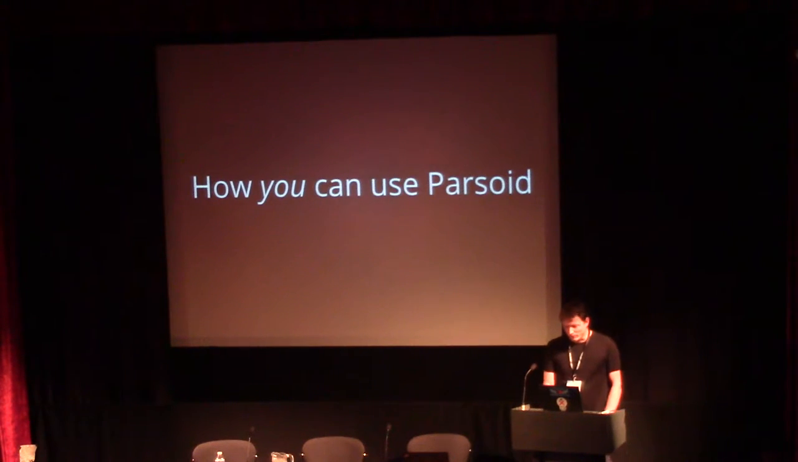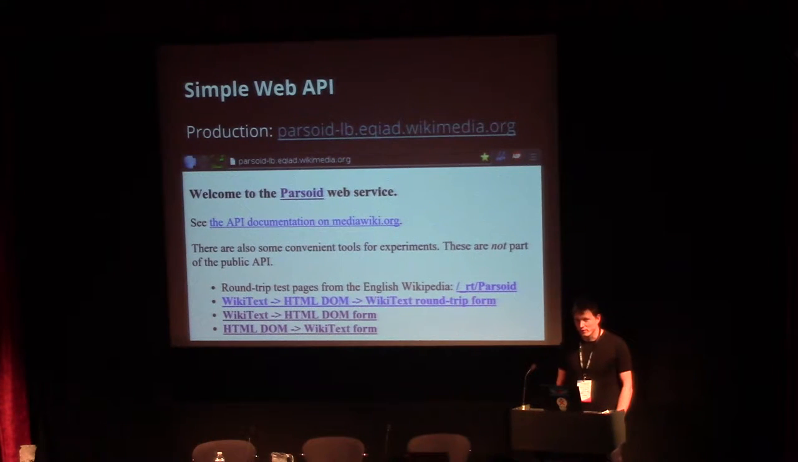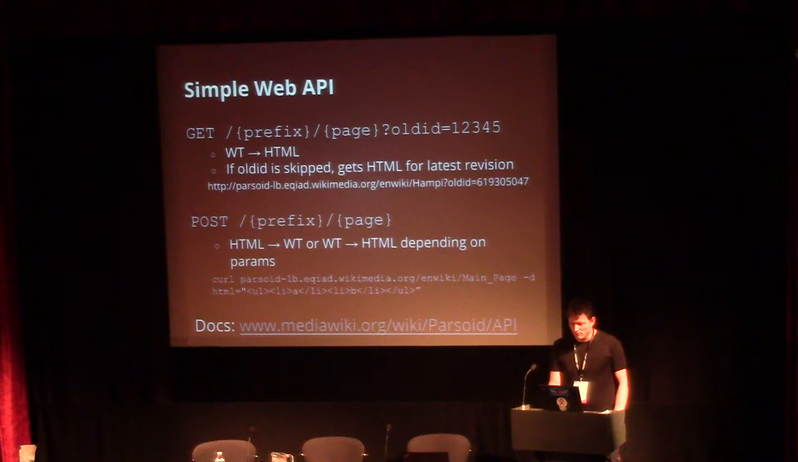So the easiest way to use Parsoid is to use the web API. We provide one. This is actually the production instance that is powering Visual Editor and other applications. You can just use it. It has a very simple interface. You just do a GET request to retrieve a page. This prefix in there is the database prefix. That's the most complicated part of the API, really. So English Wikipedia is enwiki, German is dewiki. Well, you get the pattern. And there are other projects too, like MediaWiki is mediawikiwiki, and so on.